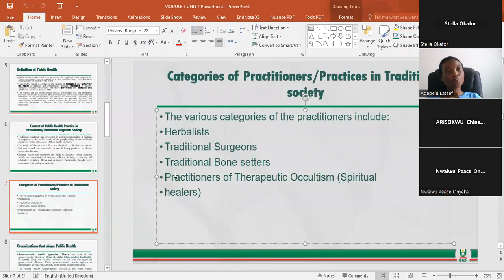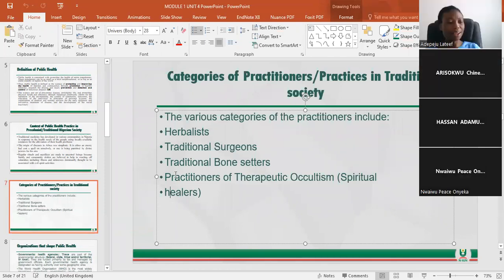Hello. Yeah, I think traditional bone setters are those that use traditional means to fix bones, especially for those who have broken bones. So they use their traditional herbs, and there's a way they manipulate the bones in order to fix it. Yes, they specialize in fixing broken bones. Yes, you are right, and they are very skilled in doing their work.